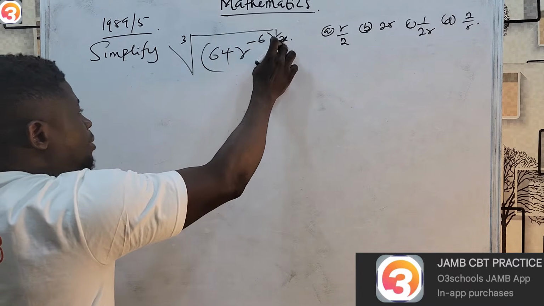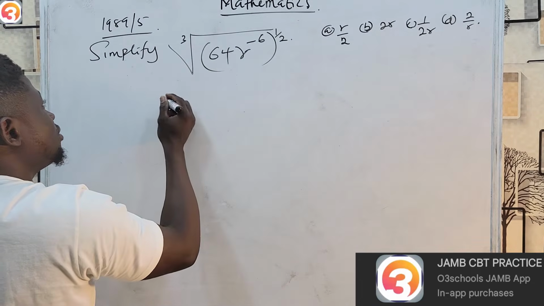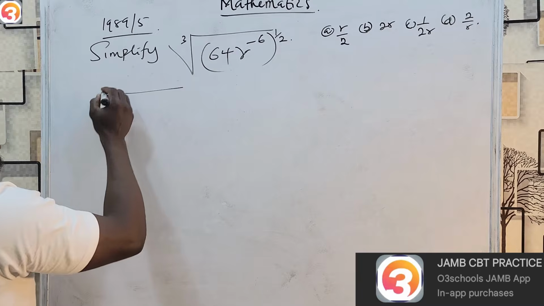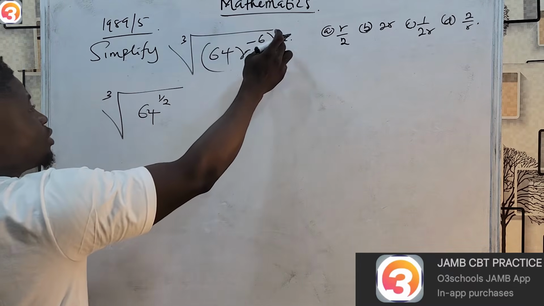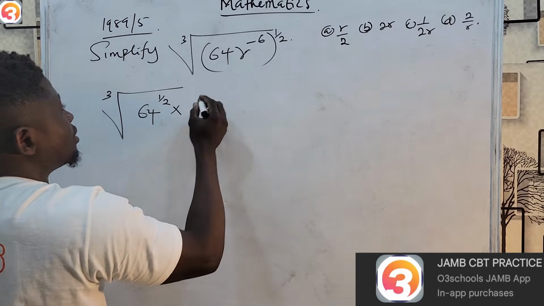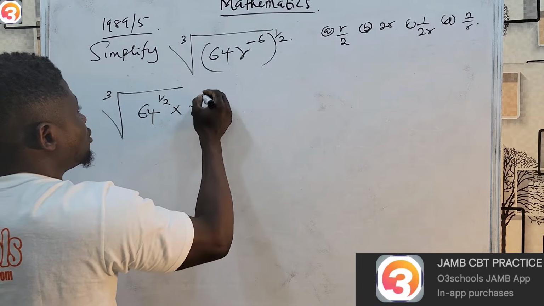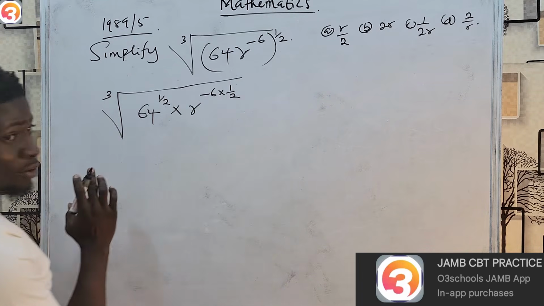Now, the power of 1 over 2 here means what? Square root, right? So we can break this down into 64 raised to power 1 over 2, because this 1 over 2 is affecting these two, 64 and R. Then times R raised to power minus 6 times 1 over 2, right? It's inside the third root.